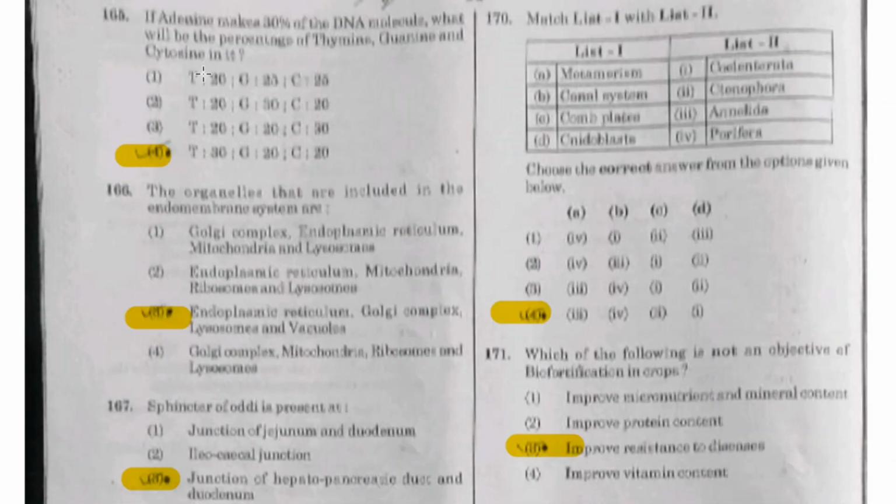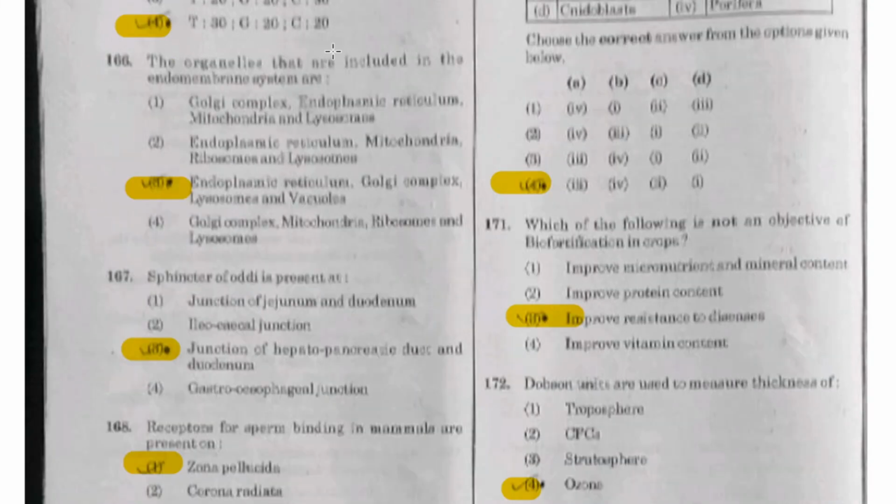And if adenine makes 30% of the DNA, adenine and thymine will make a pair of 30%, the rest 60% gone. So the cytosine and guanine will make 20-20. So 60% gone, there is 40%. This is the option: 30, 20, 20.